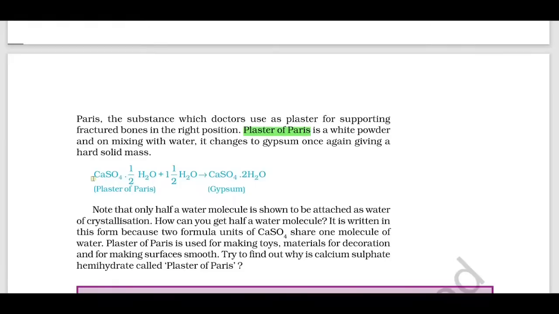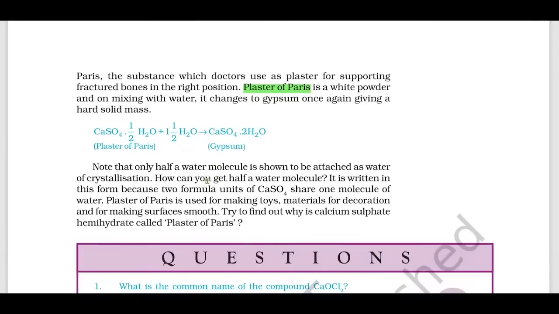CaSO4 dot half H2O plus 1.5 H2O gives what? CaSO4 dot 2H2O. Uses of POP is also very important. POP is used in making what? Toys, materials for decoration and making surfaces smooth, and also it is used by the doctors in supporting the fractured bone.